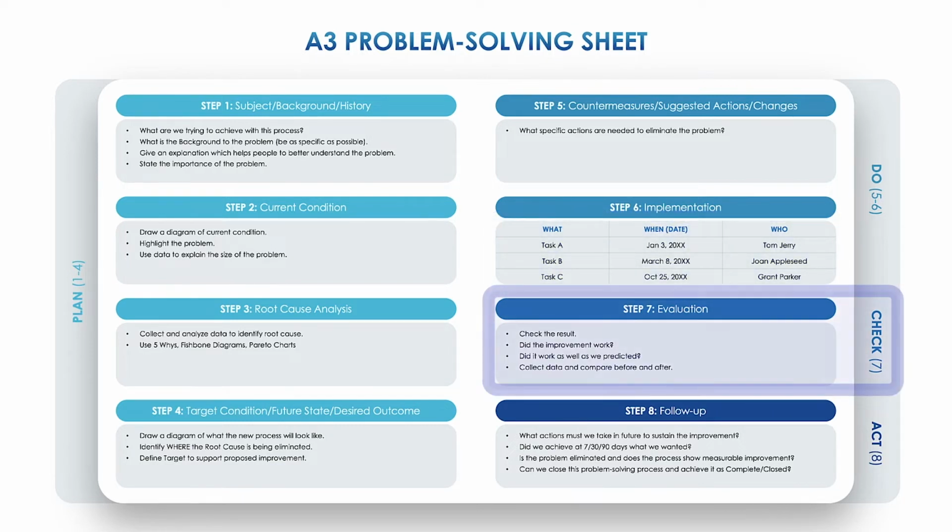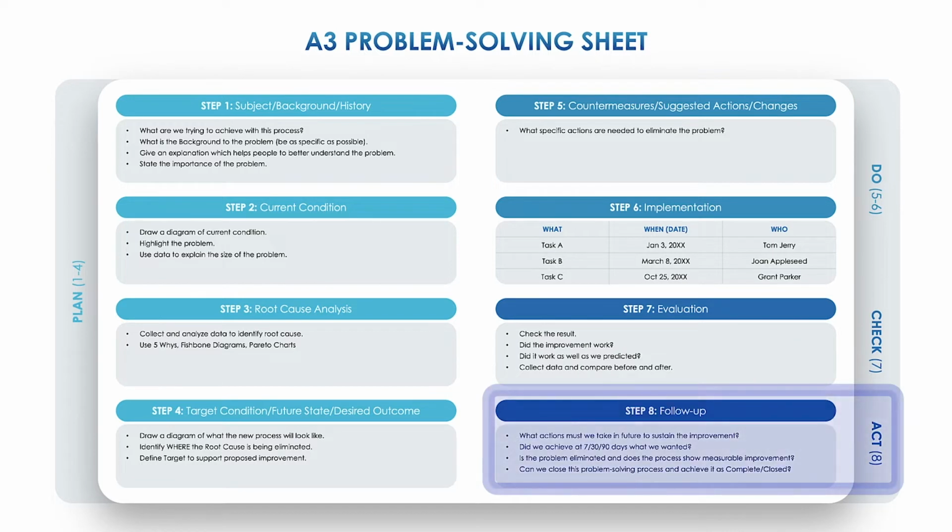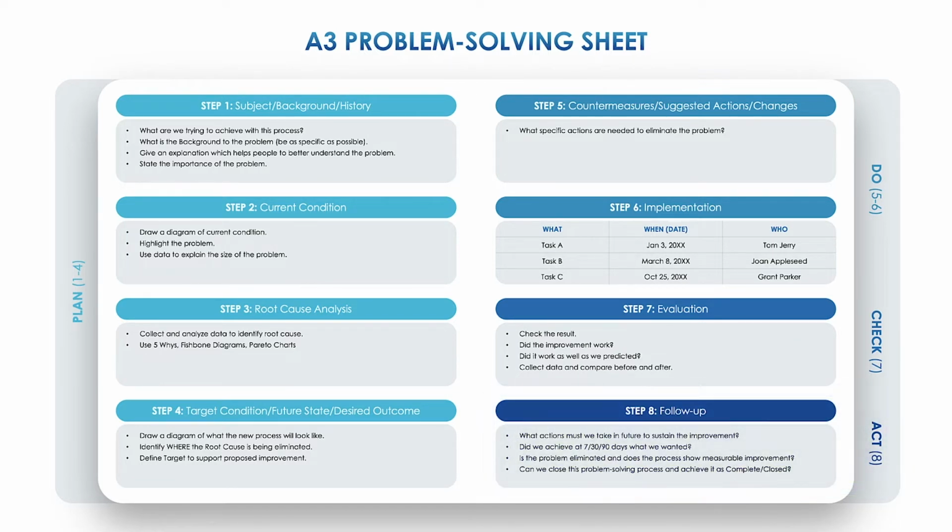Step 7 corresponds to Check, which evaluates the implementations that were made, collects the data, and compares the before and after. Step 8 is the follow-up, where plans are made to sustain this new improvement over the mid and long term. This could be weekly, monthly, or quarterly check-ins, and an analysis on whether the problem is case closed or still needs improvement. Problem solving doesn't happen in a vacuum.